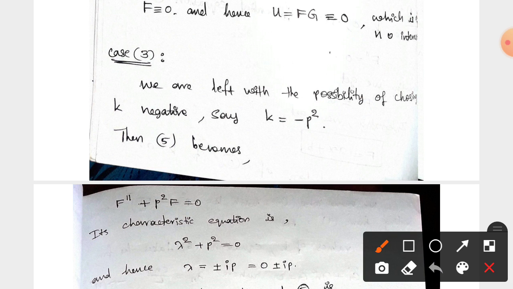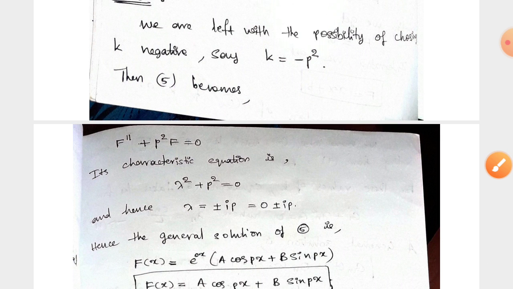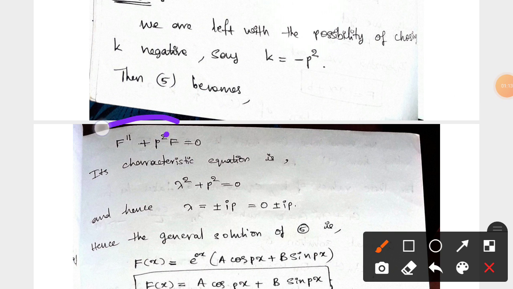So we can take k as negative number. So let k be equal to minus p square, a negative number. So if you substitute these in the equation number 5, what will we get? We'll get f double dash plus p square f is equal to 0.